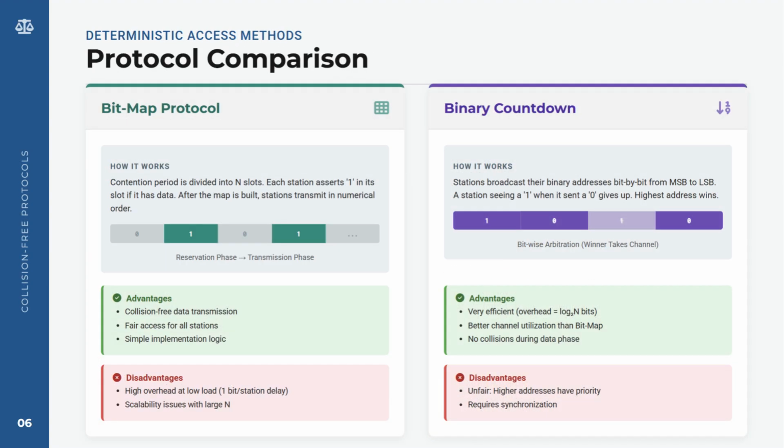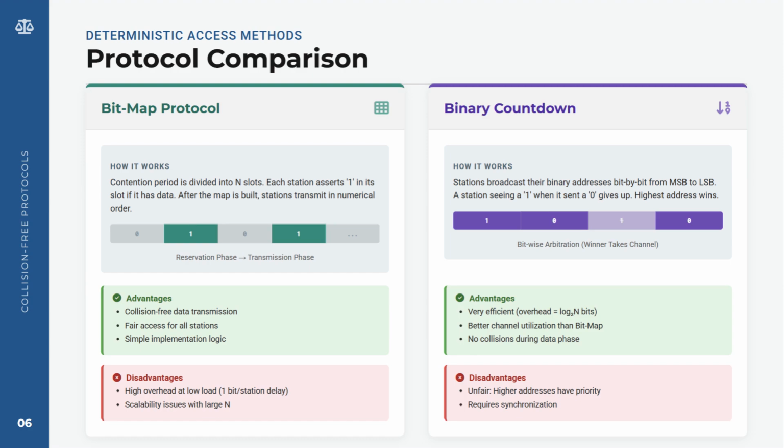Let us now explore collision-free access protocols, starting with the bitmap protocol. In this protocol, the channel access process is divided into two phases, the reservation phase and the data transmission phase. During the reservation phase, each station in the network is assigned a specific time slot. If a station has data to send, it places a binary 1 in its assigned slot. If it has no data to send, it places a binary 0. After all stations announce their status, the network builds a complete bitmap of which stations want to transmit.